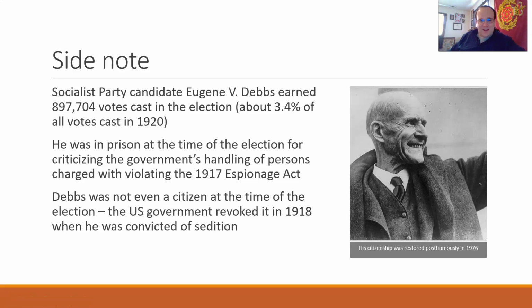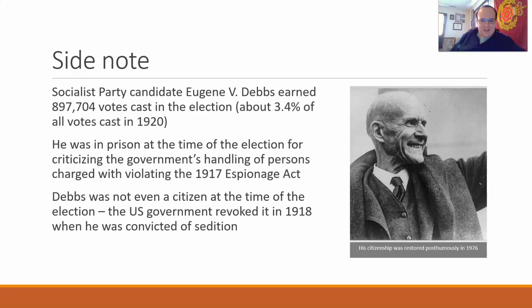So this is a side note. While researching, I was reading about this guy. I don't know, he amused me a little bit. The Socialist Party candidate, his name was Eugene Debs, and there he is. And he earned about 3.4% of all the votes cast, which worked out to about 897,000 votes. And interestingly, he was in prison at the time of the election. So he ran for president from his prison cell, which was what caught my interest in him.